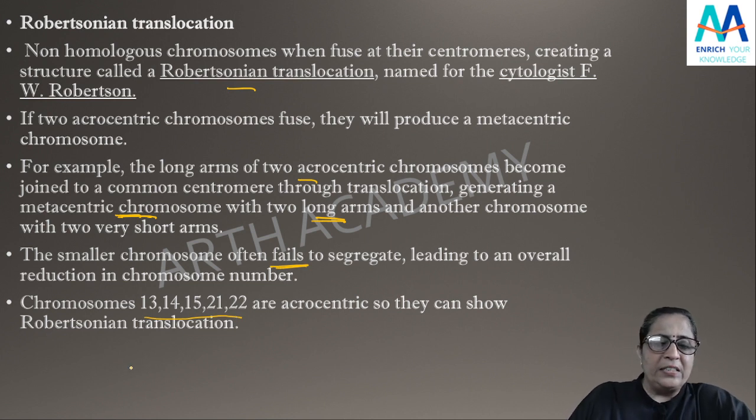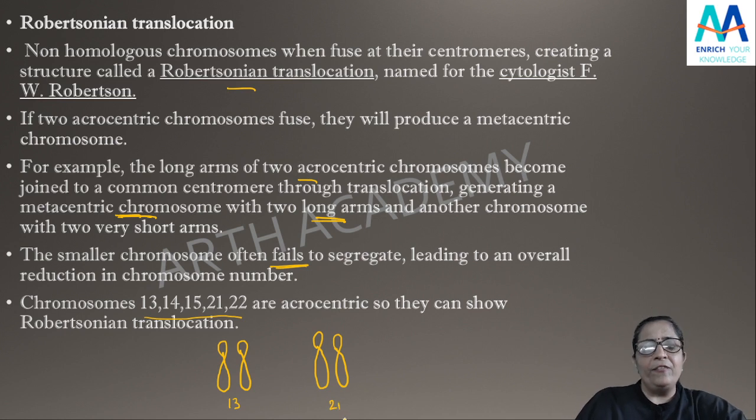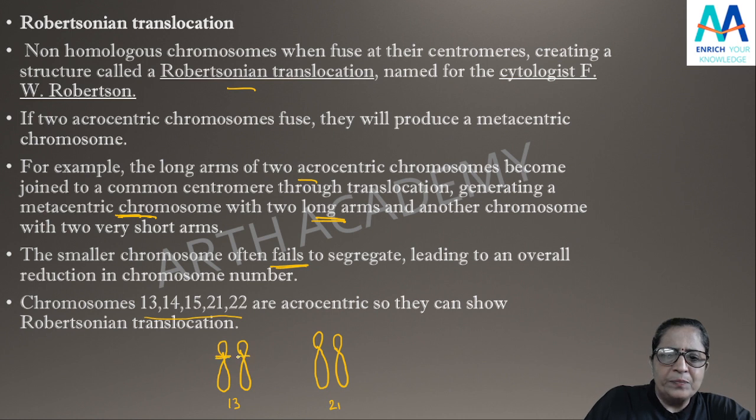For example, suppose this is the acrocentric chromosome, as I told you, है ना, one arm short रहेगा और one another long रहेगा. Suppose I am taking this as chromosome 13 और दूसरा हम लेते हैं chromosome 21. Suppose they both are acrocentric. If here the translocation is done, तो यहाँ से कट होगा. So this long will fuse with long, and short with short.